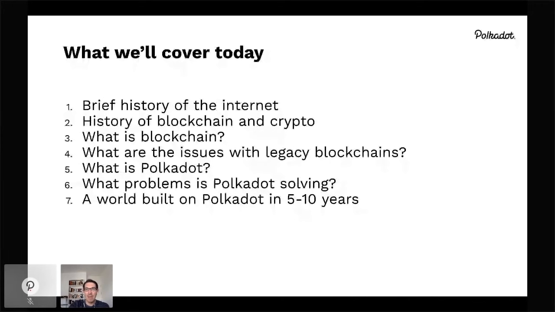So just to give a brief overview of everything that we're going to cover, I want to talk briefly about how the internet came about and how it has evolved, and the history as well of blockchain and crypto, as well as a lot of the similarities between the two. We'll also explain what blockchain is, the issues with legacy blockchains, and how Polkadot solves them, and what we expect to see, although it's very hard to predict the future, happening with Polkadot in the long-term time frame.